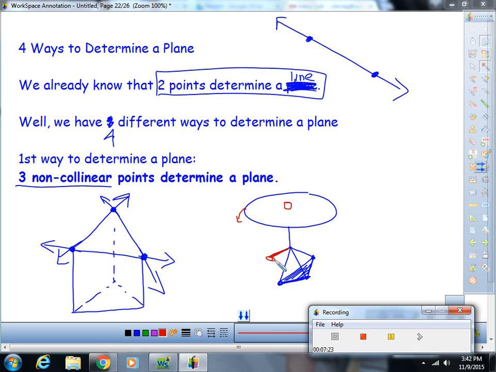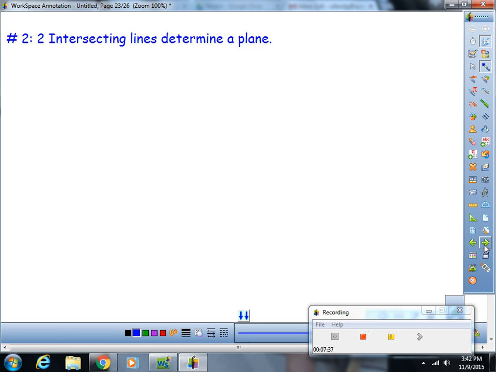Okay, let's make sure all these points are coplanar, and let's put something underneath there so that now this foot is indeed in the same plane with the other ones, and now that table won't wobble. That's how that works, okay? So, one way to determine a plane is with 3 points.